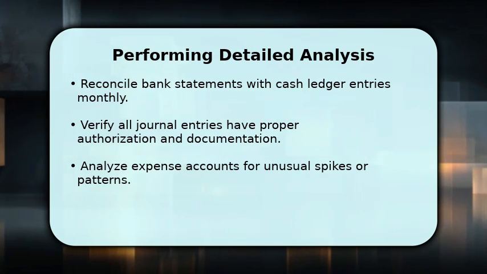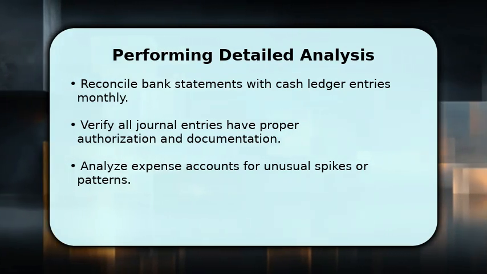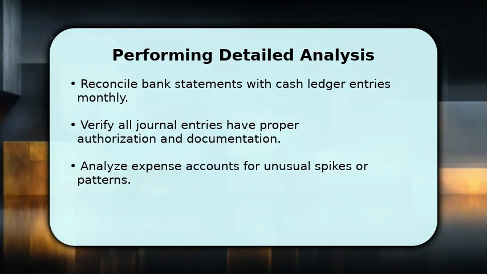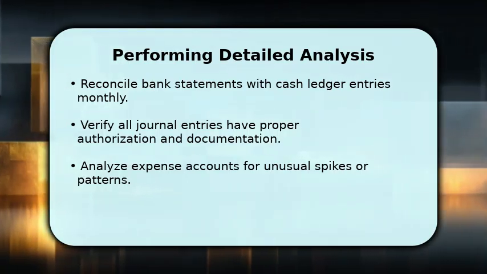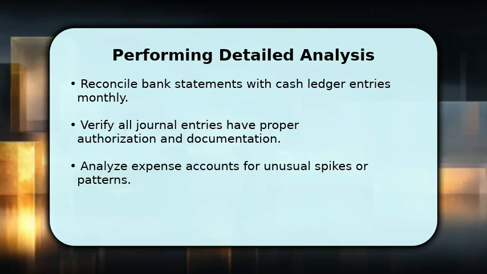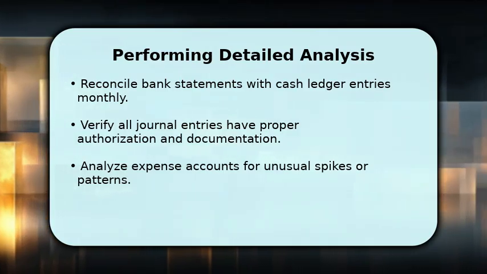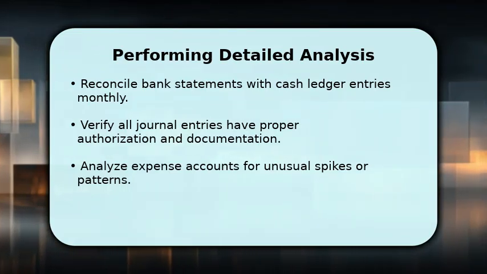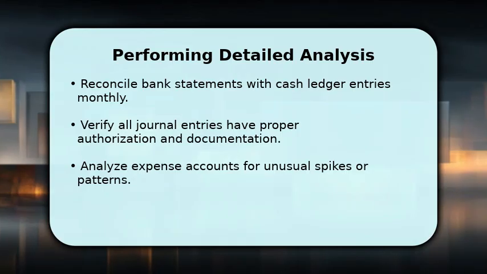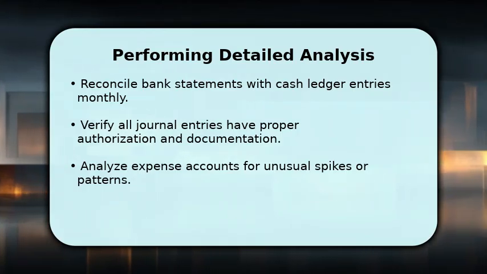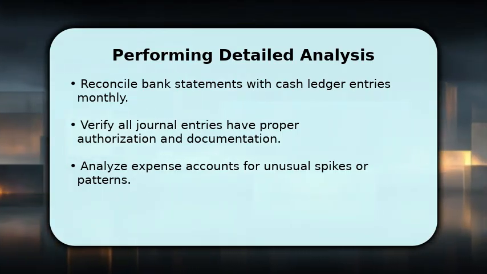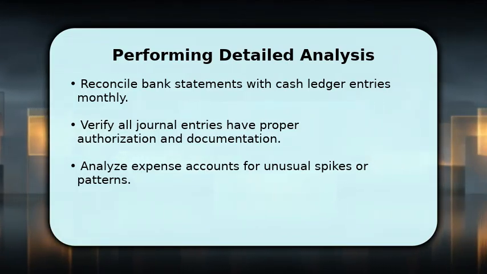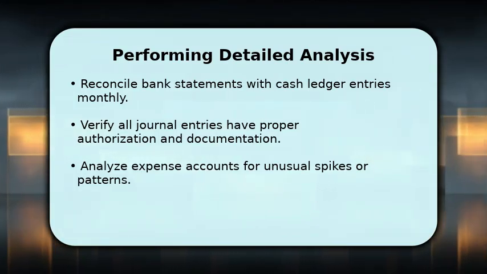Now, let's dive into detailed analysis. Start by reconciling bank statements with your cash ledger entries, ideally on a monthly basis, to catch discrepancies early. Ensure all journal entries are supported by proper documentation and have the necessary authorizations. Furthermore, analyze expense accounts for any unusual spikes or patterns, such as a 25% increase in a specific category without clear justification. This thorough review helps maintain financial integrity.